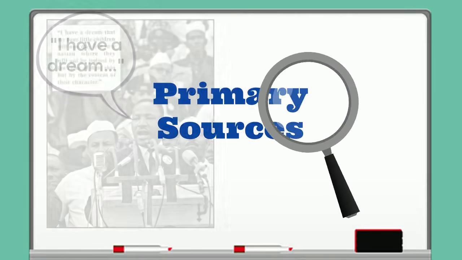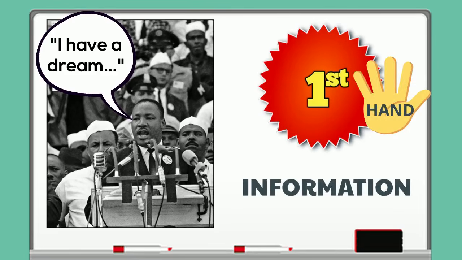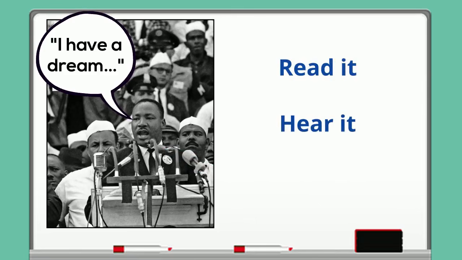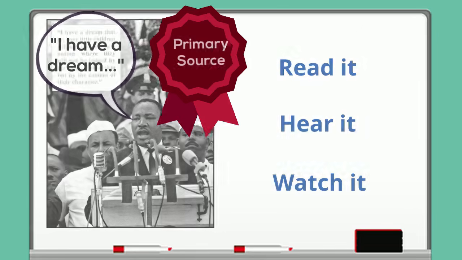His famous "I Have a Dream" speech is a primary source. It is first-hand information coming directly from Martin Luther King Jr. Whether we read it, hear it, or watch it on a video, that speech is a primary source that tells us about Martin Luther King Jr.